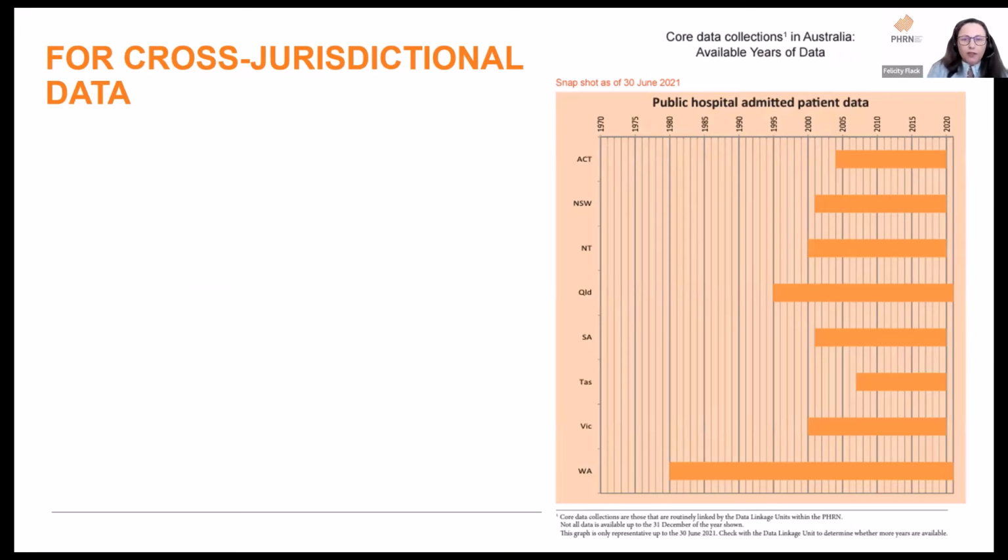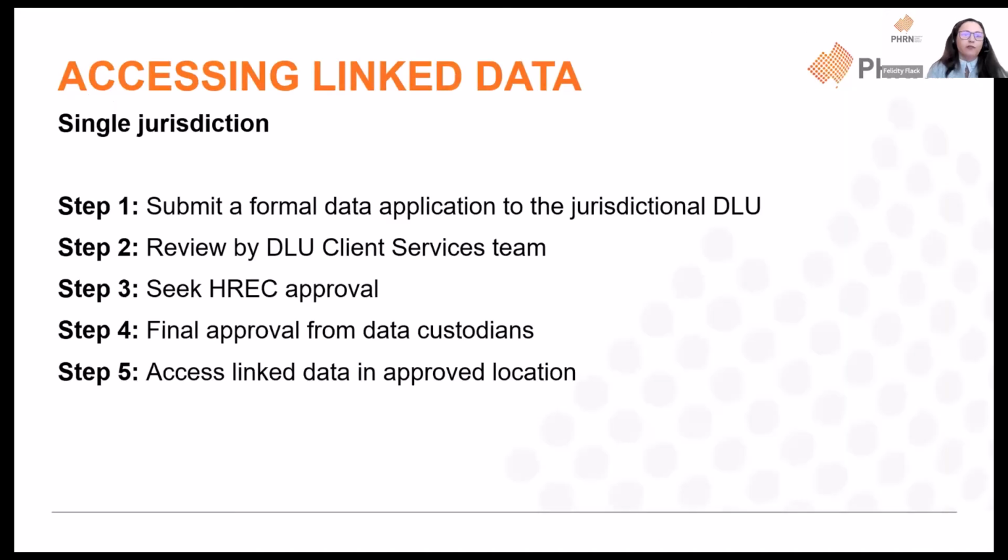So we've already alluded to the fact that this is not open data, that you do have to think about the issues of particularly privacy in accessing this data. So the access and approval processes are actually quite complex. For a single jurisdiction, and it varies a little bit by jurisdiction, but essentially the basic steps are: you have to submit a formal data application, and you submit that to the jurisdictional data linkage unit.